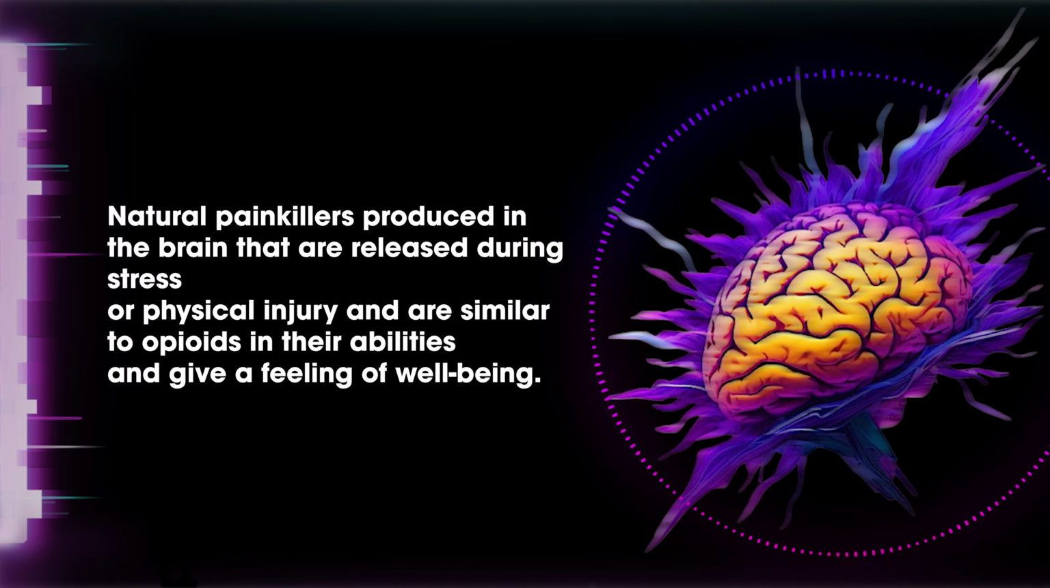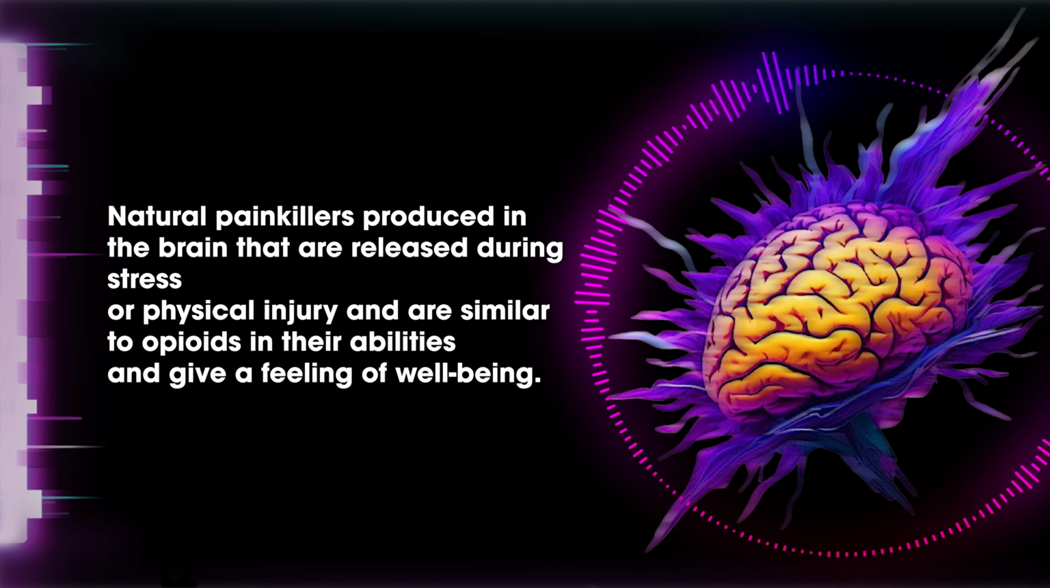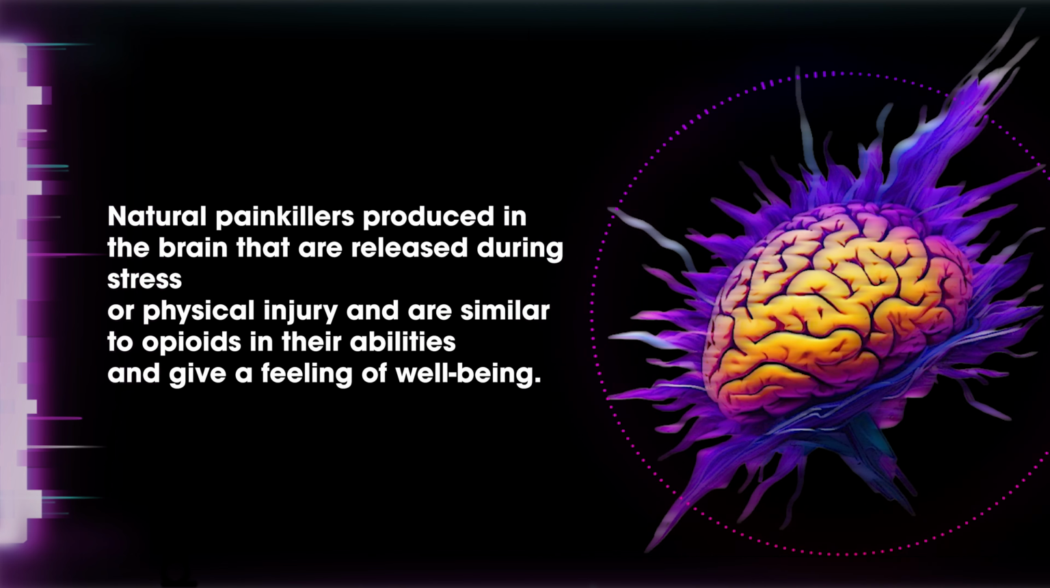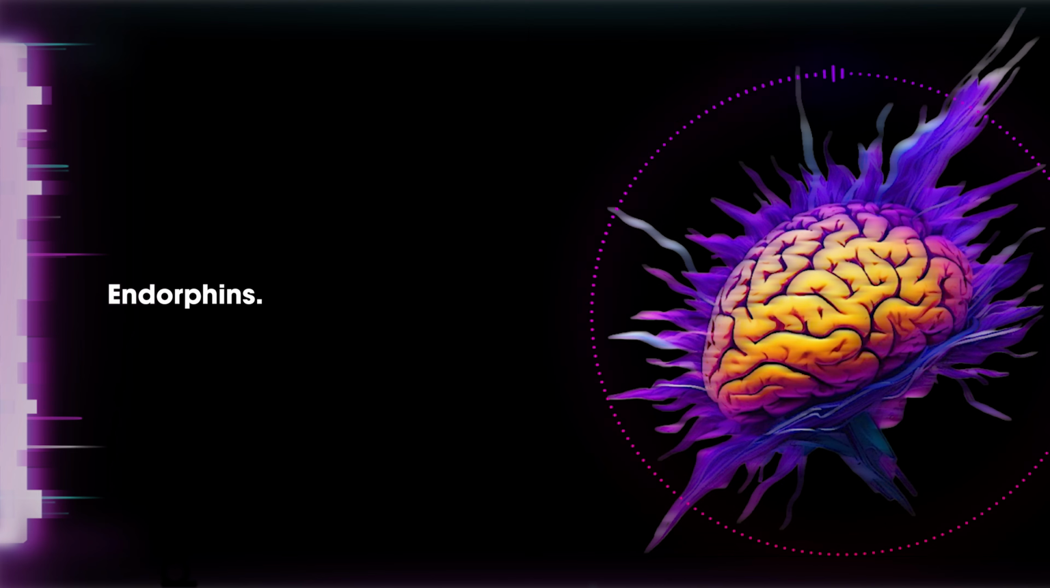Natural painkillers produced in the brain that are released during stress or physical injury and are similar to opioids in their abilities and give a feeling of well-being. Endorphins.